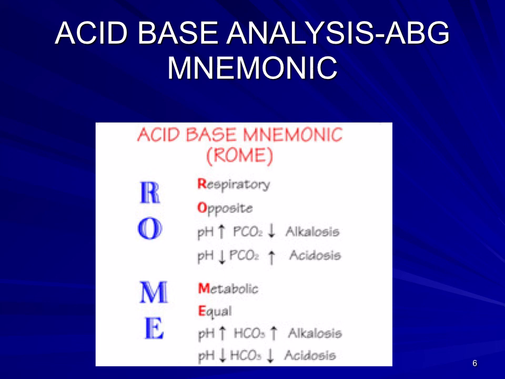But if the relationship between pH and partial pressure of carbon dioxide is opposite, then it is a respiratory problem. And if the pH is high and bicarb is also high, or the pH is low and bicarb is also low, that means pH and bicarb are going side by side. They're not opposite, they are equal. Then it is a metabolic problem. Okay, so you need to memorize this mnemonic too.